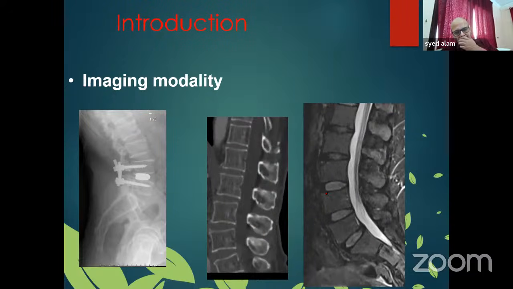MRI is the gold standard because we can see the marrow. There is no other modality which can tell about the marrow of the vertebral body and the nerve roots. So no doubt, MRI is the best.